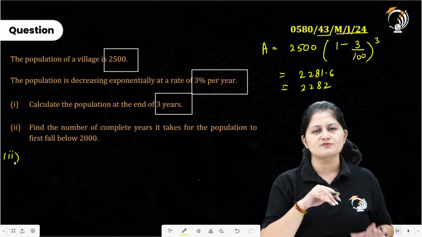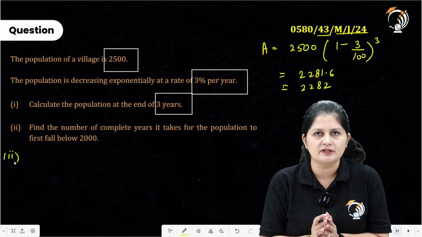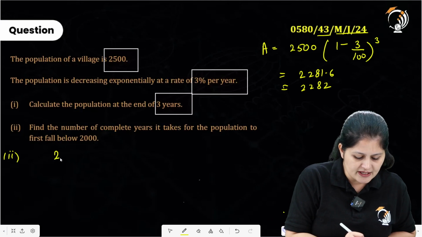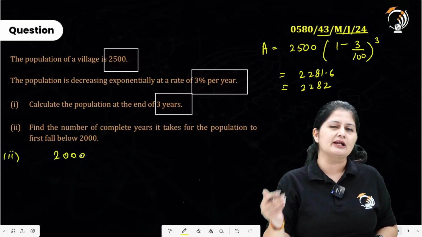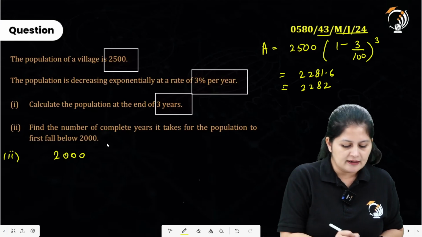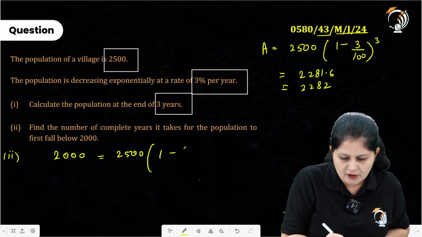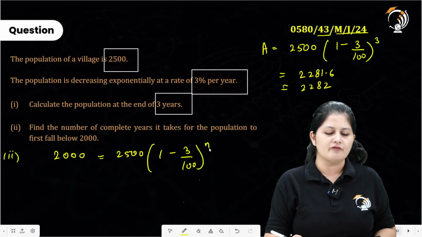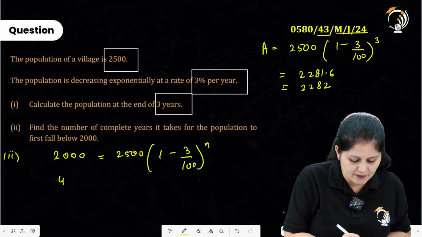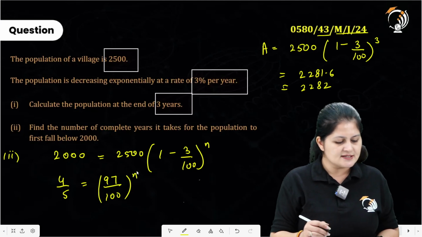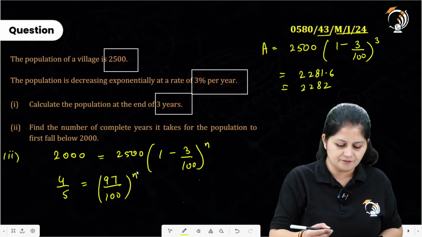So firstly, let's find out what is going to be the benchmark here. What is going to be a threshold? In that case, we will be taking the final value as 2000, which is going to be equal to 2500 times (1 minus the rate 3 over 100) raised to the power n. So we need to find out the value of n here. So here it is going to be 4 over 5 is equal to 97 over 100 raised to the power n.